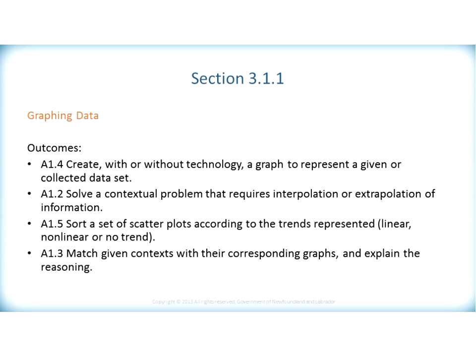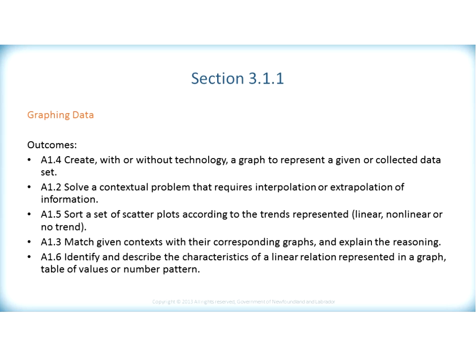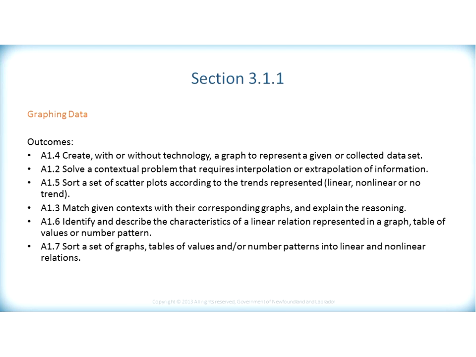Match given contexts with their corresponding graphs and explain the reasoning. Identify and describe the characteristics of a linear relation represented in a graph, a table of values, or a number pattern. Sort a set of graphs, tables of values, and/or number patterns into linear and nonlinear relations. And finally, explain why the points should or should not be connected on the graph for a context.